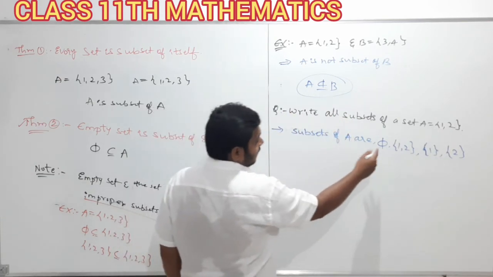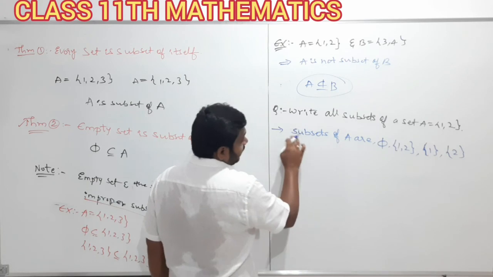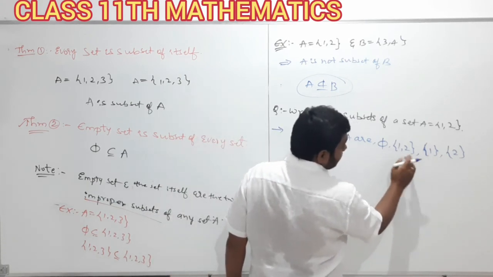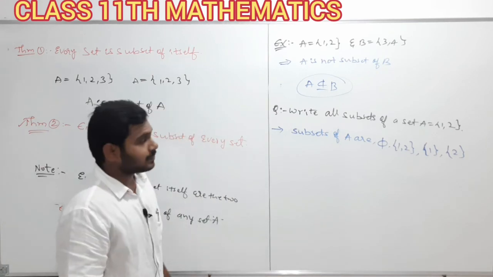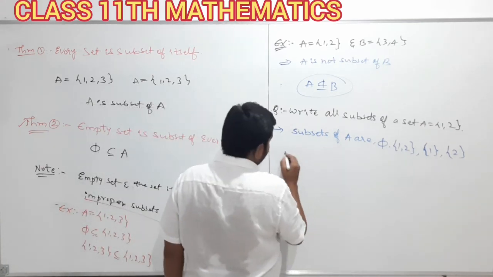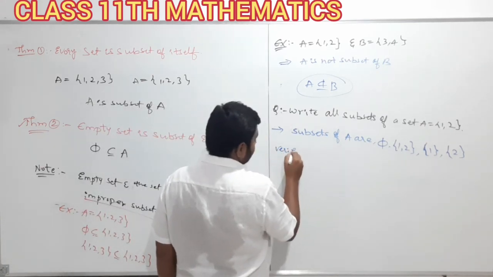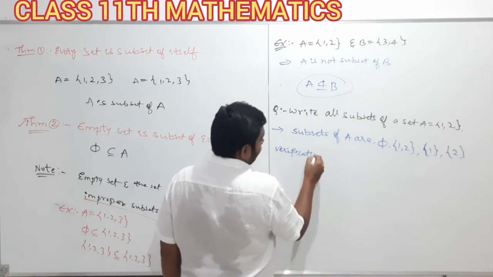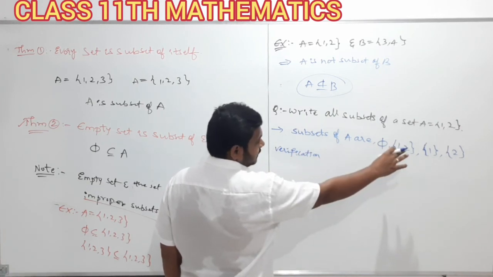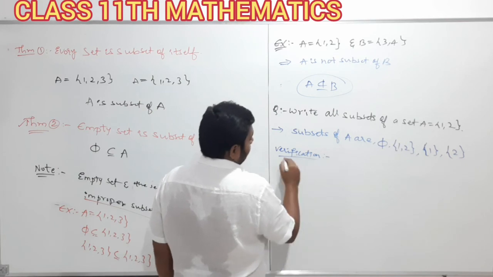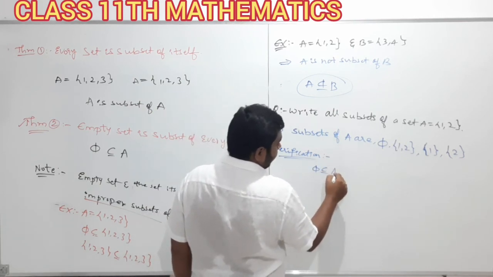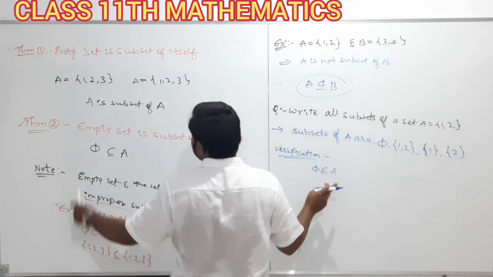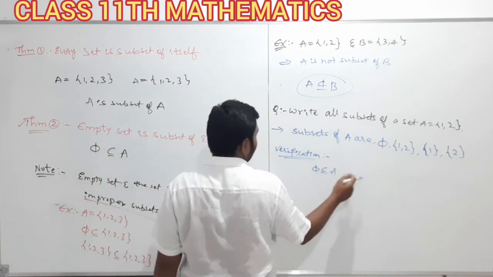Why? I'll check. I wrote all these, but I'll check once whether these are really subsets of set A or not. Clear? So verification we can take, my dear students, for ourselves. In an examination, if we write that much, that's enough, but I'm verifying for you. So here it is. The empty set is a subset of every set. We know this result.